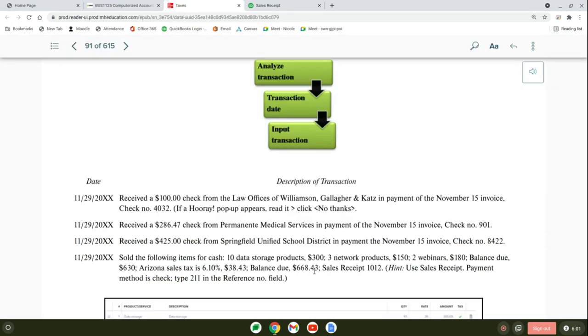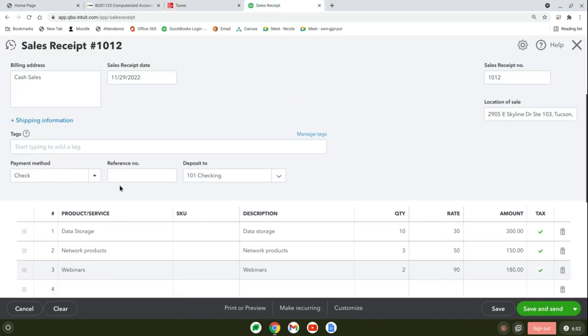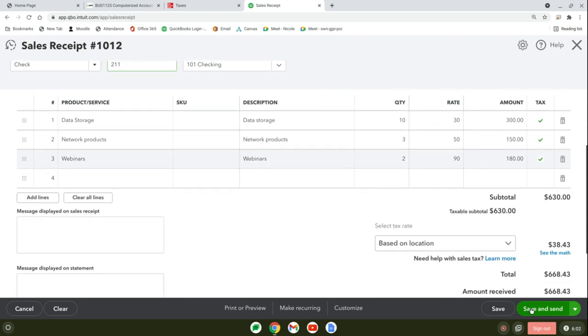All right. So they said that you were using sales receipt. The payment method is check. Oh, it was. Oh, I'm sorry. It is check number 211. Let me add that in there. So it's check number 211. All right. Save and new. We're going to do save and new because we have another one.